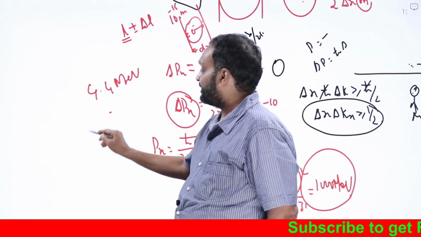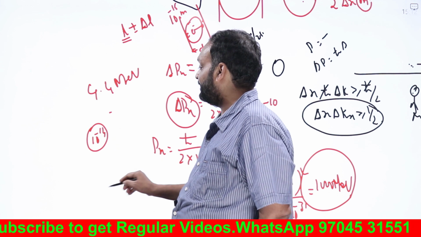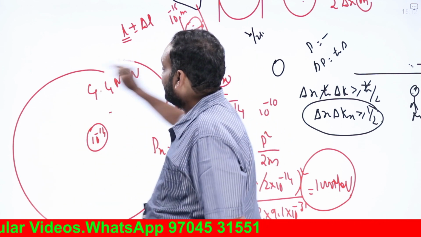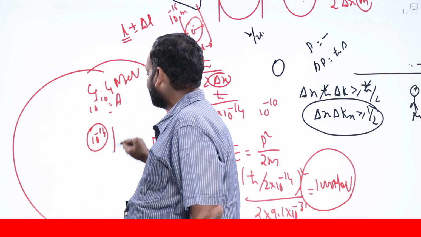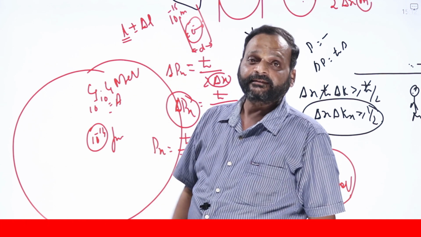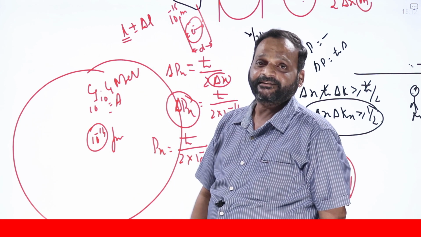The uncertainty in the position of the electron cannot be around 10 to the power minus 14. It should be around 10 to the power minus 10, meaning it should be in angstroms only. It cannot be in Fermis. Okay, what does that mean? It is impossible for the electron to stay inside the nucleus.